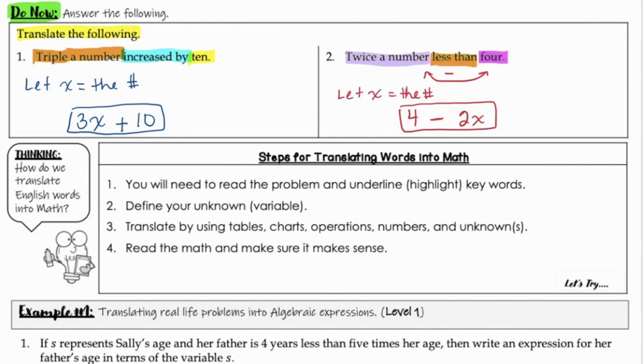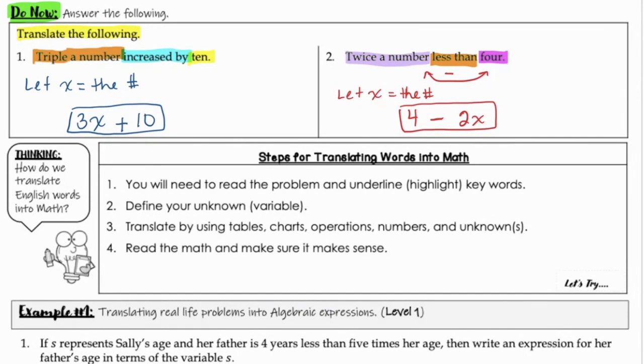Okay, so this is what you should have got. I highlighted the keywords so I don't forget what I need to do. Triple a number increased by 10. Let statement is there. Let x equal the number. Triple a number means 3 times x, or 3 times your variable. Increased means plus 10. For number 2, we have twice a number less than 4.